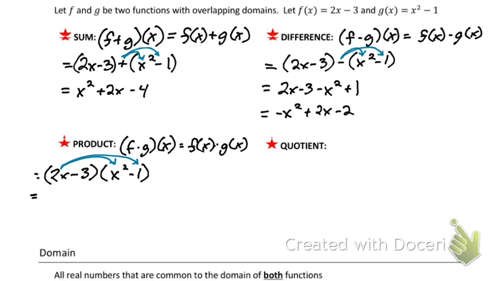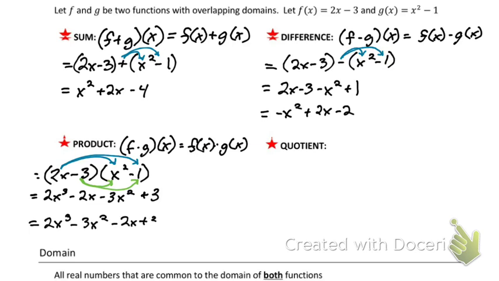So that'd be 2x times x squared, which would be 2x cubed. 2x times a negative 1 would be negative 2x. Then I follow that up with taking that next number, that negative 3, and distributing it to both of those as well. That's going to result in negative 3 times x squared, which is negative 3x squared. Negative 3 times a negative 1, which will become a positive 3. Now I just organize it from biggest power to smallest power. So we're going to have that 2x cubed minus 3x squared minus 2x plus 3.